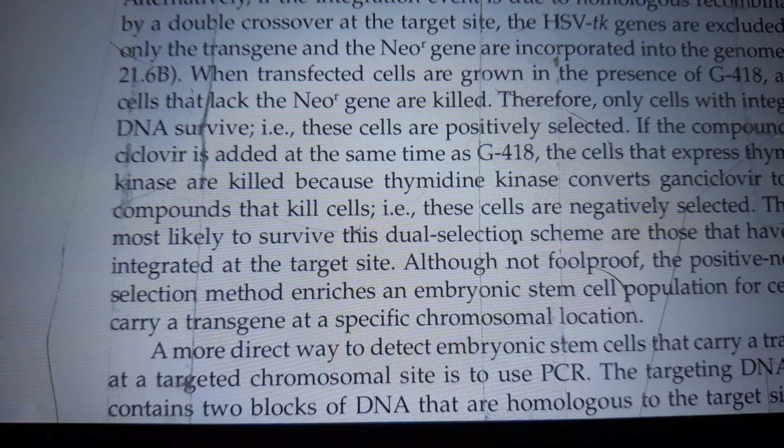If the compound ganciclovir is added at the same time as G418, the cells that express thymidine kinase are killed because thymidine kinase converts ganciclovir into toxic compounds that kill cells. That is, these cells are negatively selected. The cells most likely to survive the dual selection scheme are those that have DNA integrated at the target site. Although not foolproof, the positive-negative selection method enriches an embryonic stem cell population for cells that carry a transgene at a specific chromosomal location.